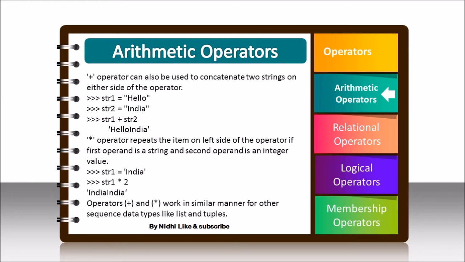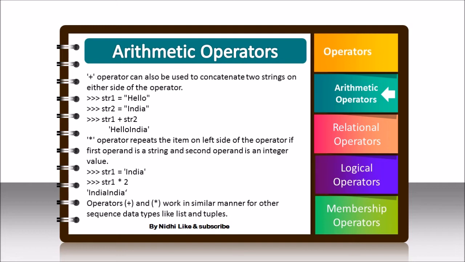Next is the multiply operation, which is also applied on a string. If we write string 1 into 2, that means it repeats that particular string twice. If you write 3, it repeats thrice: India India India. So this plus and multiply work in a similar manner for sequence data types like tuples, lists or strings also. Okay, so this is about arithmetic operators.